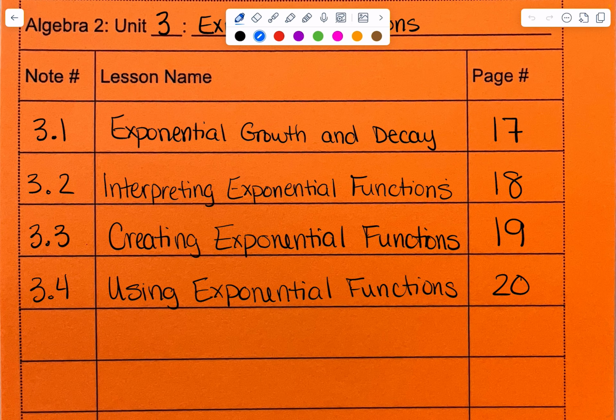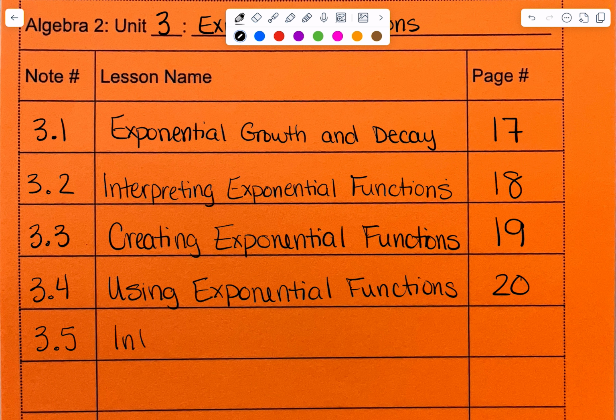Alrighty, everyone. So if you have this video from my class, then you should be grabbing your 3.5 notes, and you're going to grab your notebook, and we're going to add this to our exponential functions unit. So go ahead and turn to your Unit 3 table of contents, and we're going to add 3.5 here at the bottom.